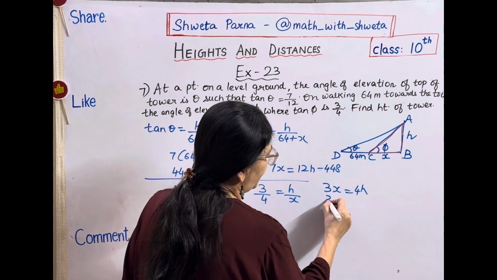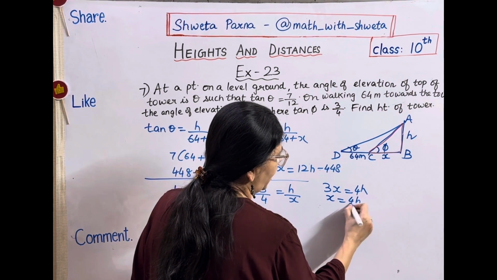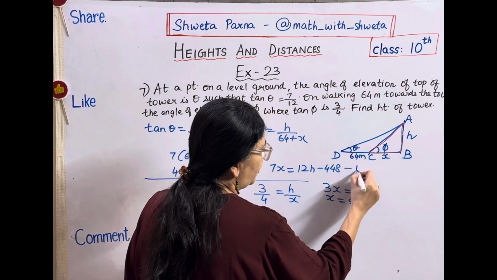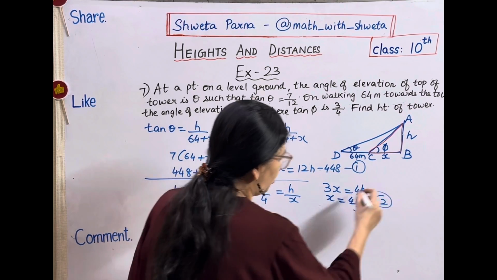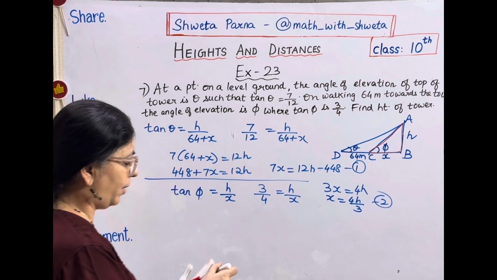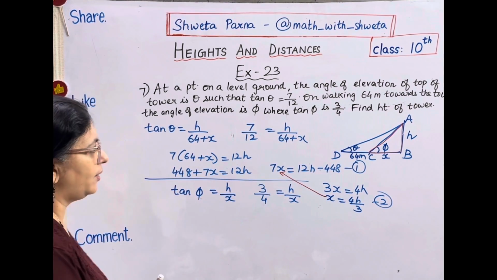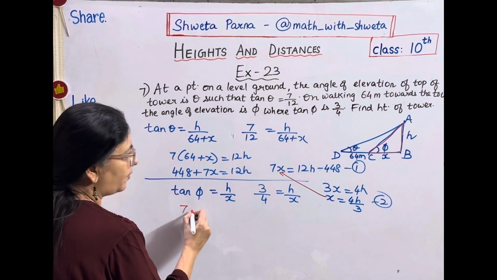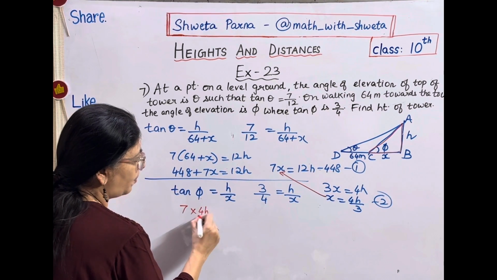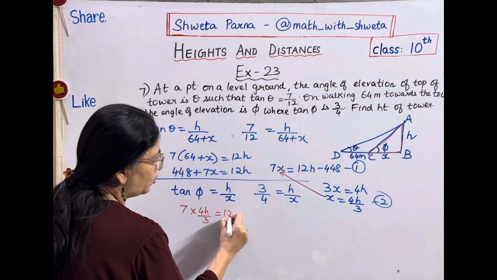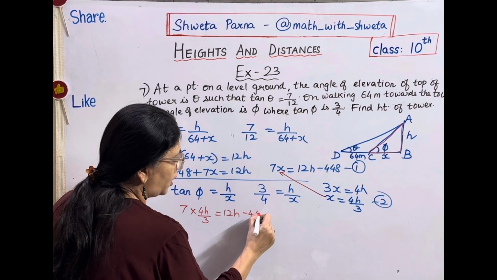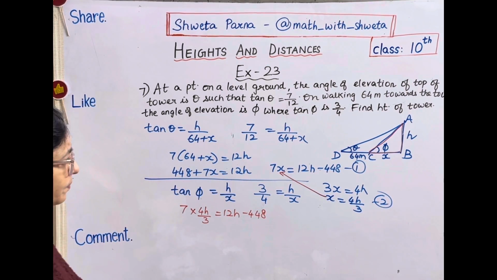Now either you substitute any of the values in this. For example, x is equal to 4h upon 3. This is equation 1. This is equation 2. Now I am going to substitute this value of x in equation 1. So this will become 7 into 4h upon 3 is equal to 12h minus 448.